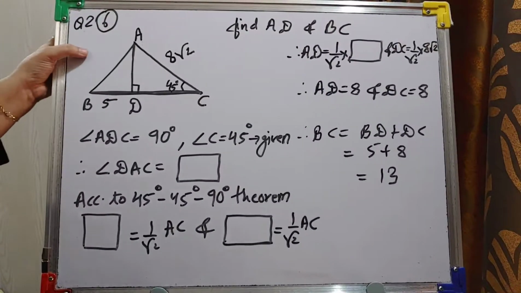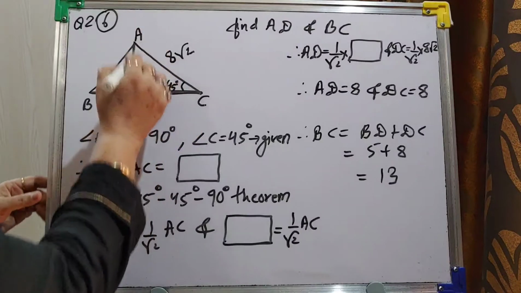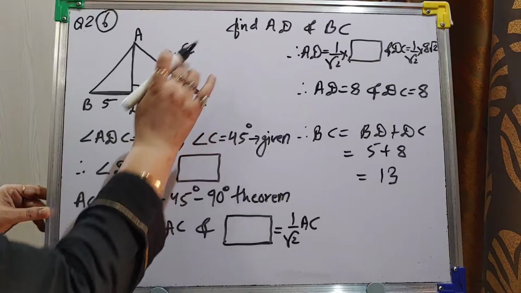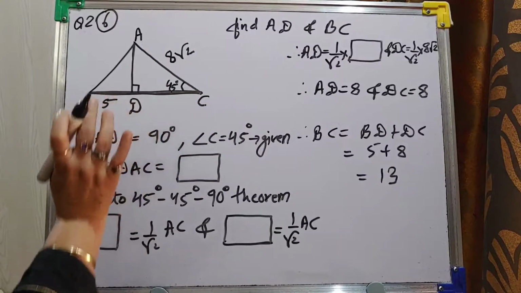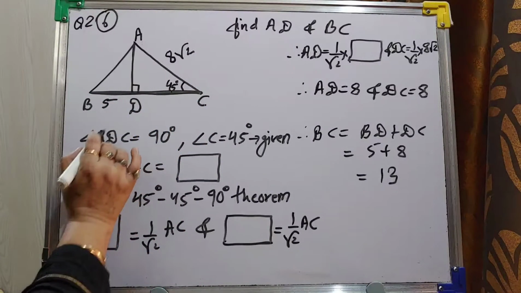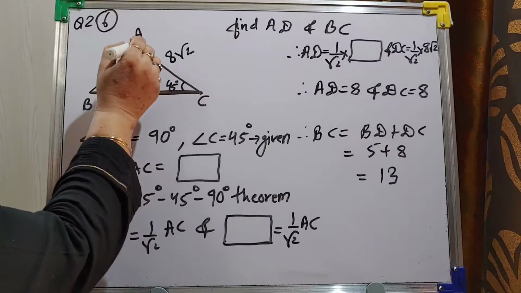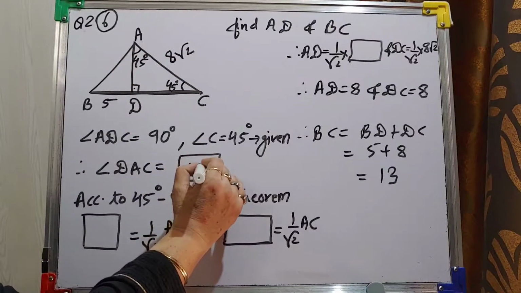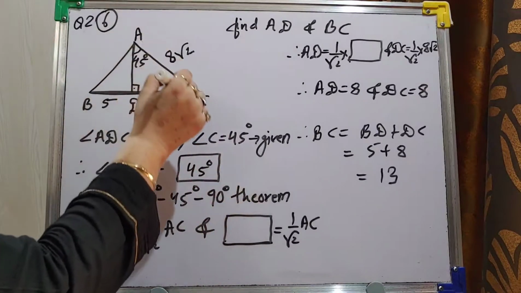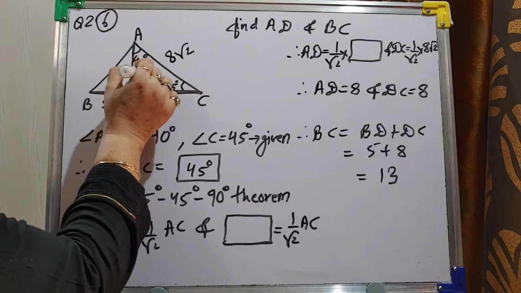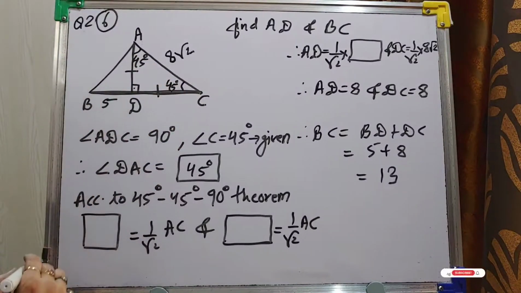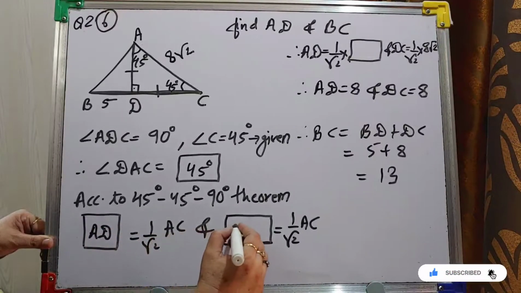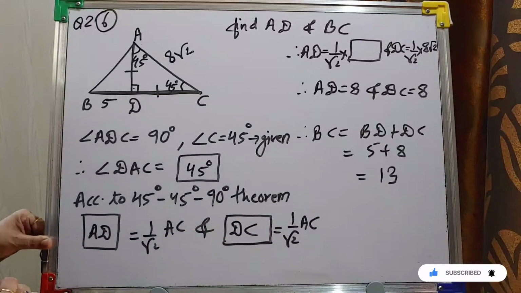Now students, just listen here. In this triangle, AD is perpendicular. This side is given 8 root 3, this is given 45 degree, and this side is given 5. Now ADC is 90 degree, this is 45, so this remaining angle is also 45 degree. So now we can apply the 45, 45, 90 theorem. Both the perpendicular sides are equal, so your AD will be 1 by root 2 of hypotenuse, and your DC will also be 1 by root 2 of hypotenuse.